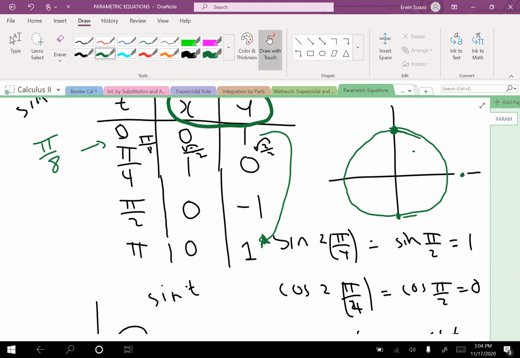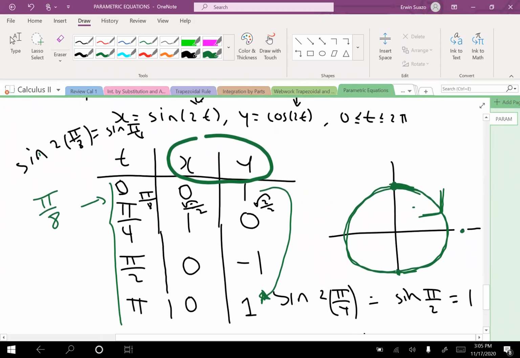So I went from 0 to pi, I already got a circle, right? But in this direction. Okay. Now, what is another difference? Somebody notice another difference? This one is clockwise, the other one was not clockwise. So what other difference do you notice?